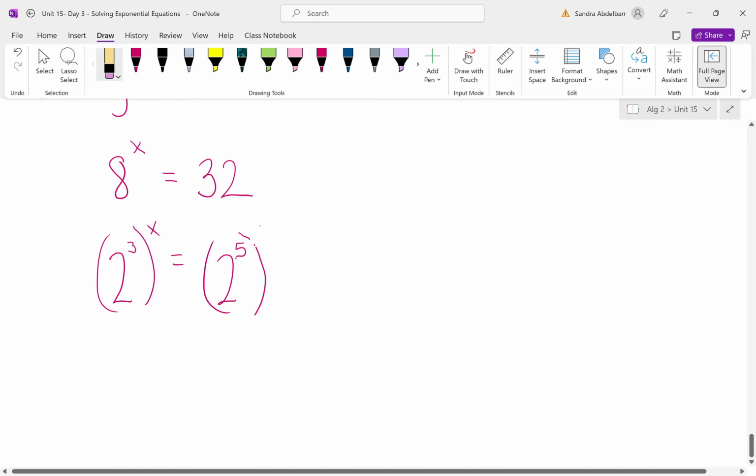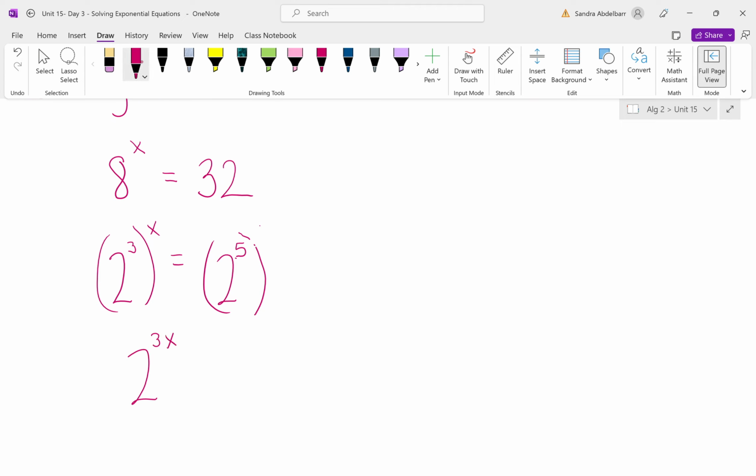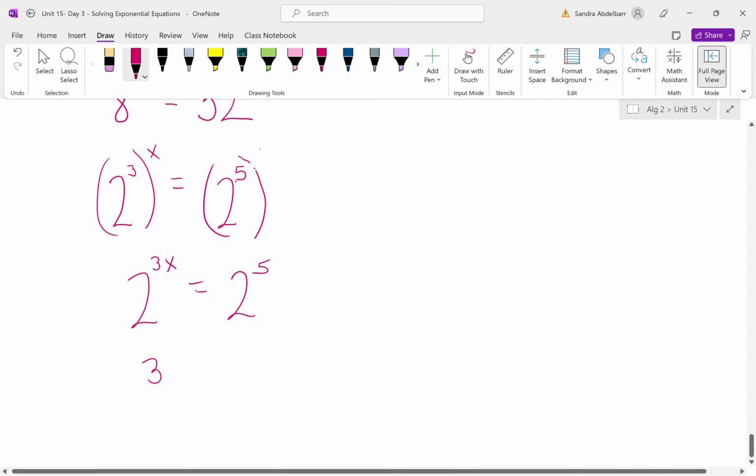Always Dylan. 2 to the 3x equals 2 to the 5th. Now what should I do? Set them equal. So x will equal 5/3.